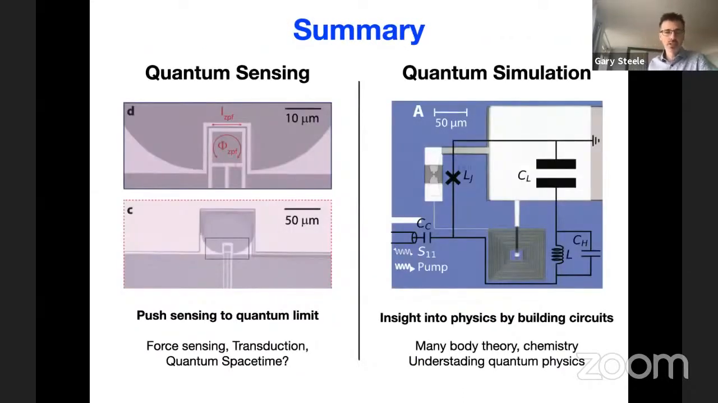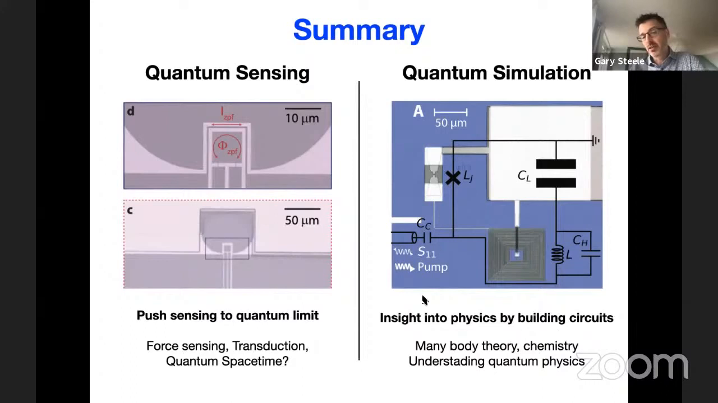So as a summary of what I told you about today, I told you about quantum sensing, and where in my group we've used engineering to push sensing to the quantum limit. That's for me really what quantum sensing is. If you can reach the quantum limit, that is quantum sensing. The applications we have there are things like force sensing, transduction, for example microwave to optical transduction, which is also something that Simon Gröblacher in our department works on extensively, but also trying to sense the possible superposition of space-time using the very heavy devices we can make.